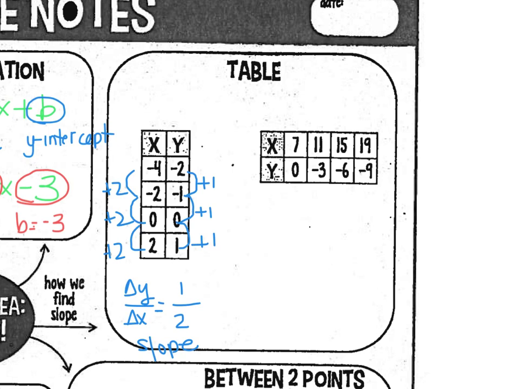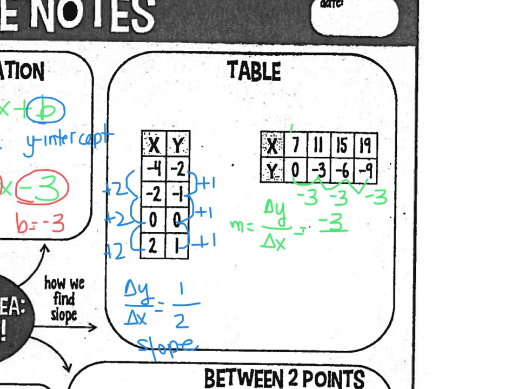Looking at this next table right here, we again know that slope is the change in y over the change in x. Now I'm going to put a little m here so you remember that m is my slope. All right, so let's look at my y's. 0 to -3, I subtracted 3. -3 to -6, I subtracted 3. -6 to -9, I subtracted 3, so my change in my y is -3.